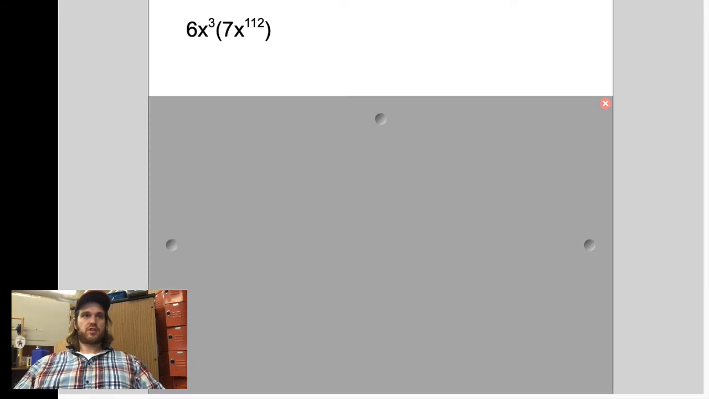Let's do some harder examples. Okay, now this is getting interesting here. We've got 6 times x to the 3rd times 7 times x to the 112. Don't write this out in expanded notation. Instead, let's do 6 times 7 times x to the 3rd times x to the 112.